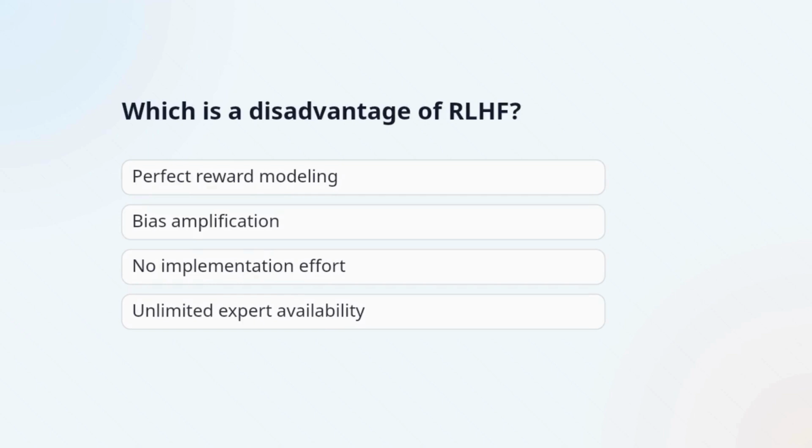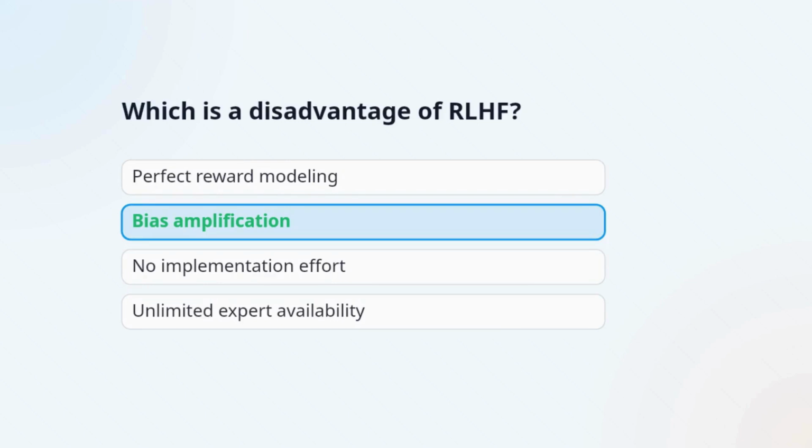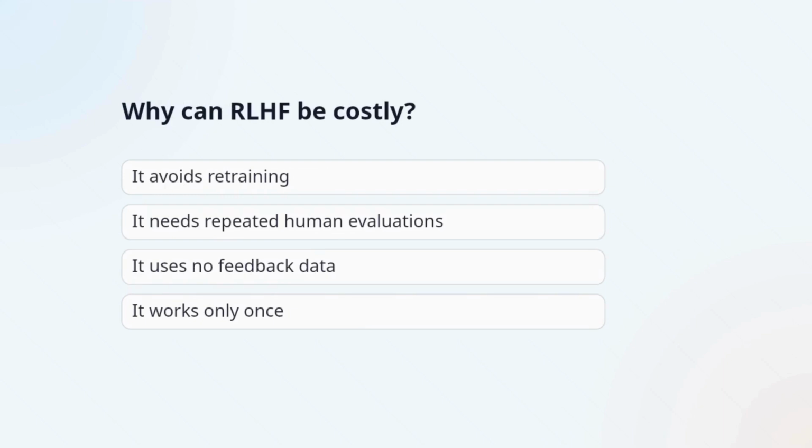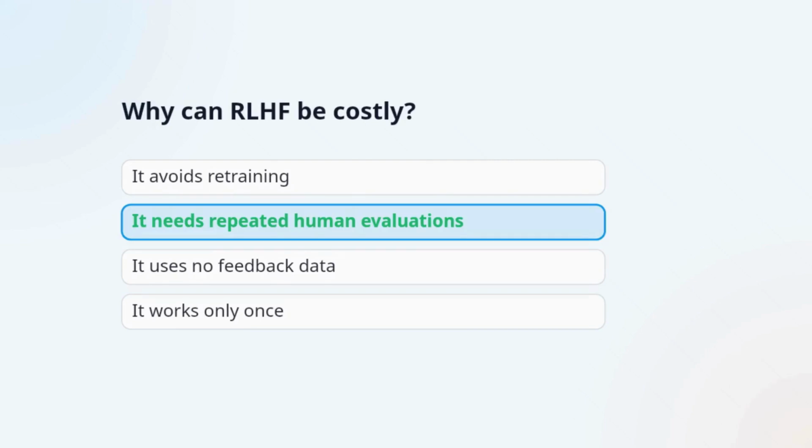Question 2. Which is a disadvantage of RLHF? The correct answer is bias amplification. Biased human feedback can lead the model to reinforce those same biases. Question 3. Why can RLHF be costly? The correct answer is it needs repeated human evaluations. RLHF is resource intensive because humans must evaluate outputs and the model often needs retraining.